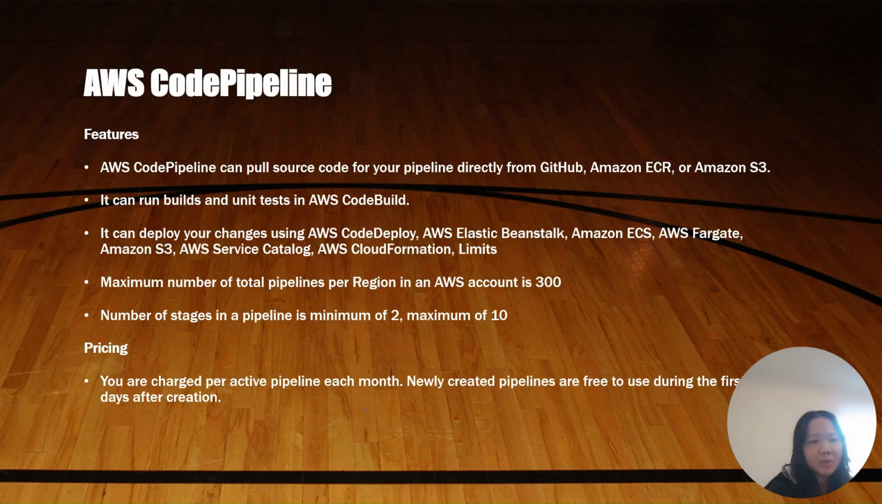The maximum number of total pipelines per region in an AWS account is 300. The number of stages in a pipeline is a minimum of 2 and a maximum of 10. Pricing: you are charged per active pipeline each month. Newly created pipelines are free to use during the first 30 days after creation.